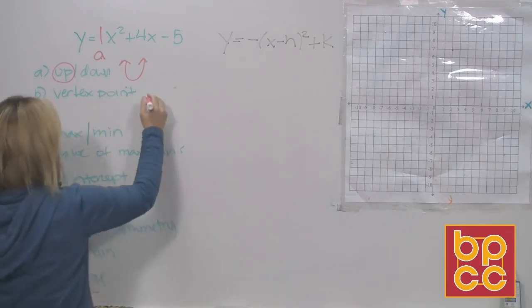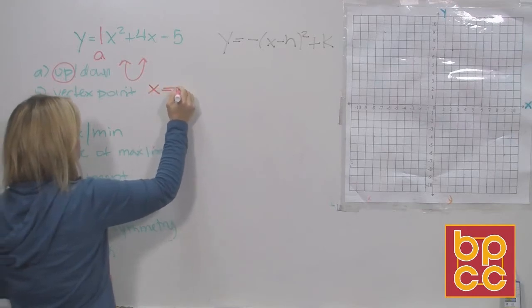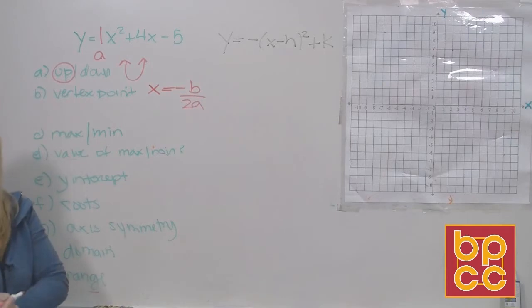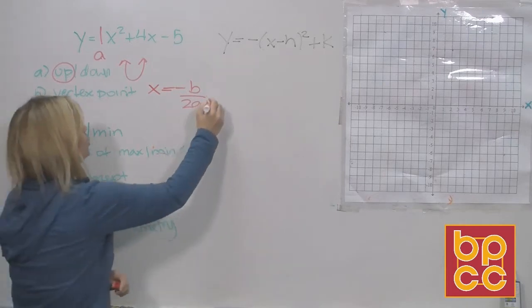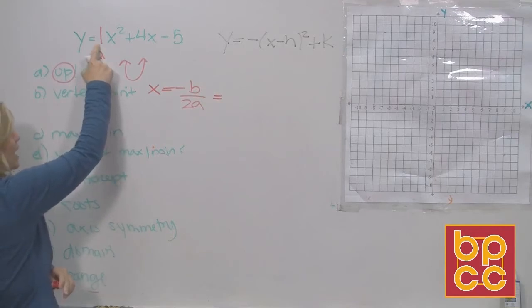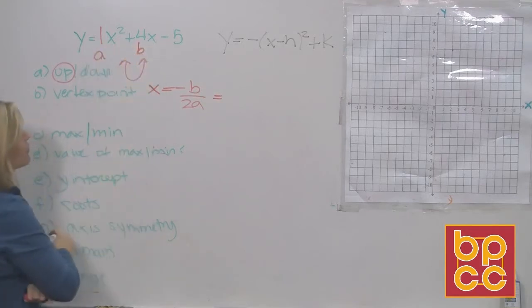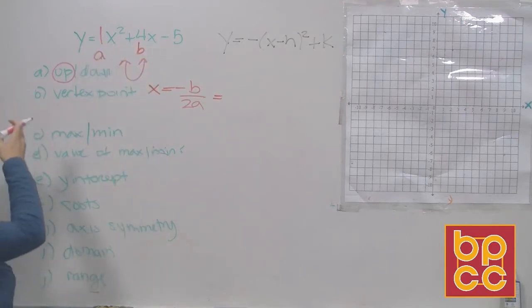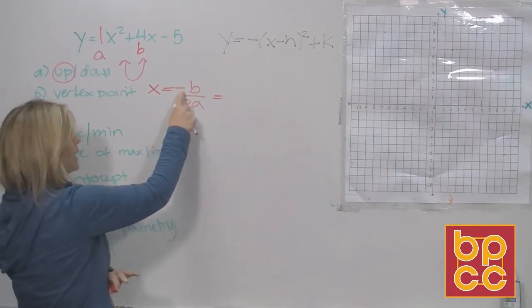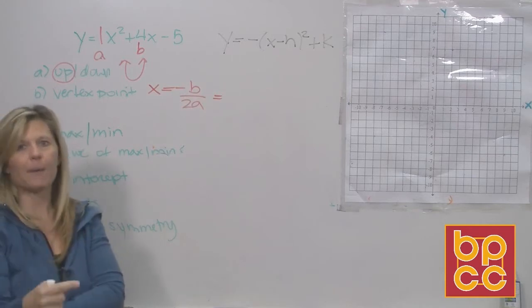Well, you're going to use this formula. X equals negative b over 2a. So you're going to have to memorize that. You know from previous lessons, a is in front of x squared, b is in front of x. So we can look up that equation and know our a and b value. We know negative b means the opposite of b.